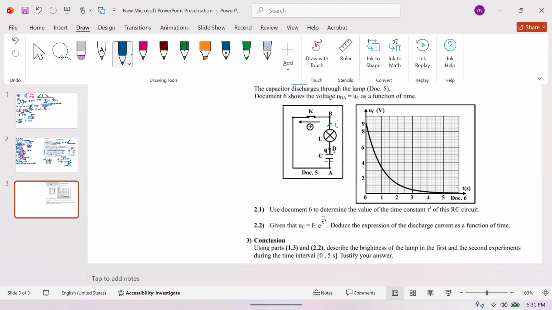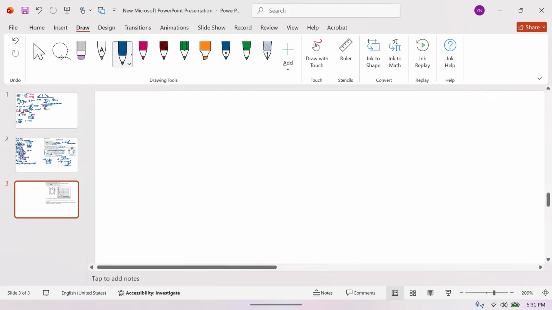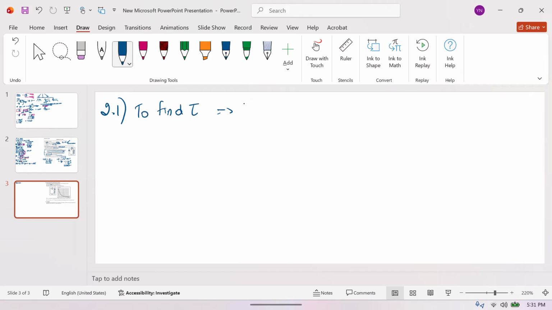Now 2.1, every time they ask you about tau graphically, it has three main ways. The first one is theoretical, like we did in question 1. We solve the differential equation and we get tau. We use the differential equation, we do the 5 steps that I told you about, and you will get that tau equals RC, and we calculate tau. The second way, it's graphical. The second and the third way, they are graphical.